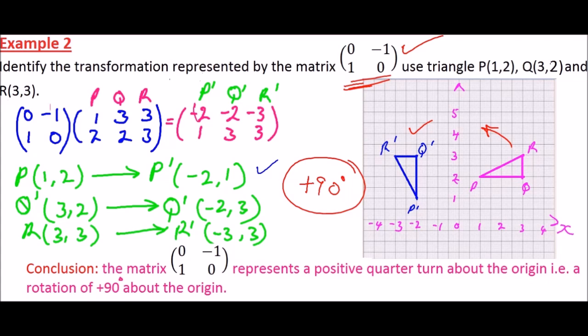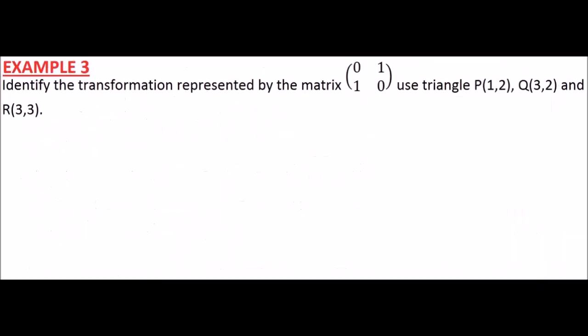So the conclusion of this example is that the matrix 0, -1, 1, 0 represents a positive quarter turn about the origin, i.e. a rotation of positive 90 degrees about the origin. So this is our third example.